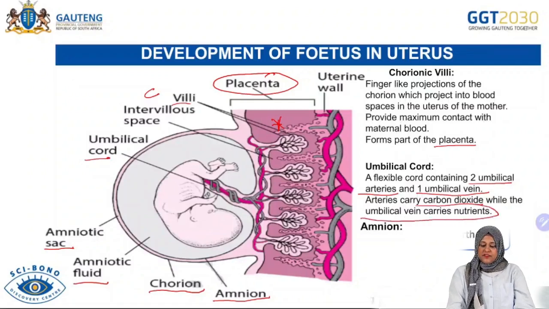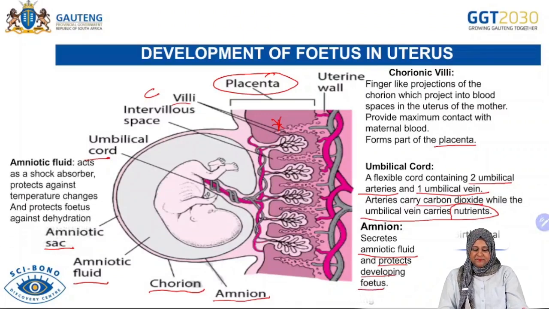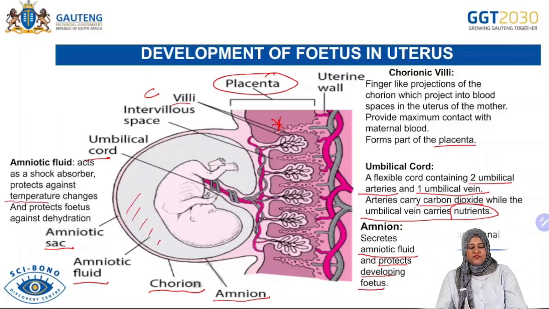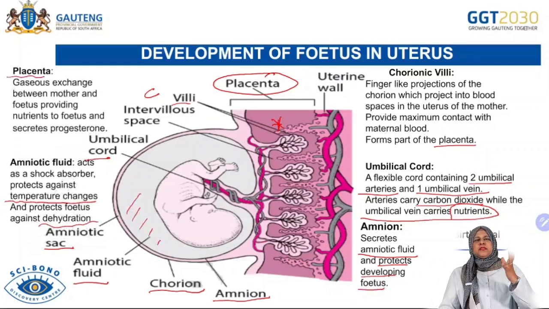Amniotic fluid is inside here, and that acts as a shock absorber and protects the growing fetus against temperature changes, against dehydration and desiccation. Then we have the placenta, which allows for gaseous exchange between the mother and the fetus, providing nutrients to the fetus.